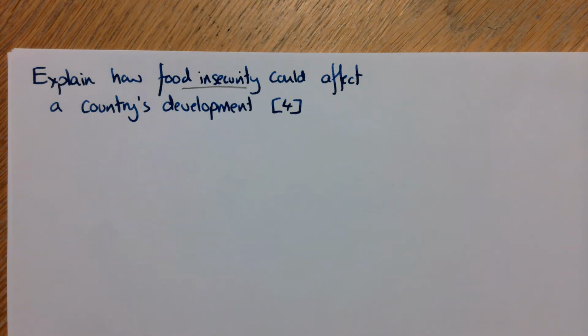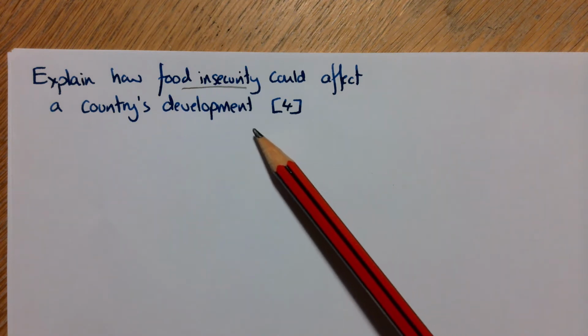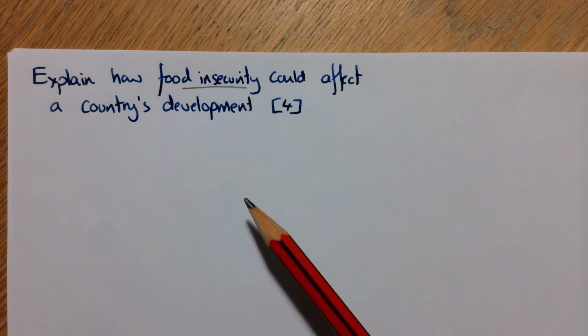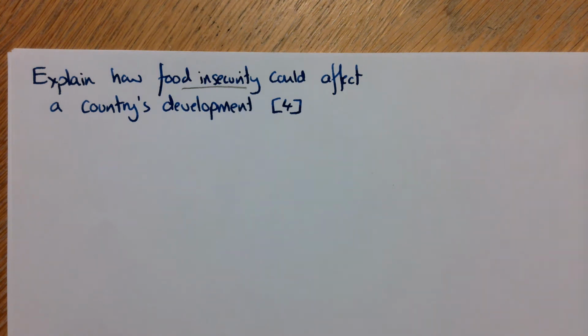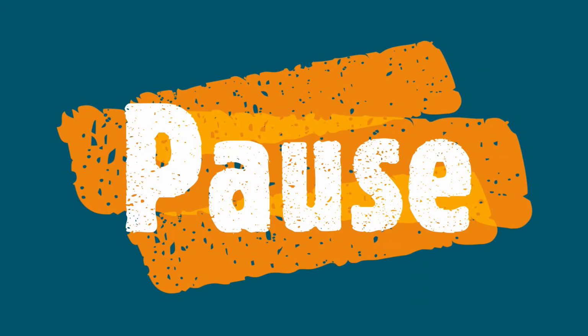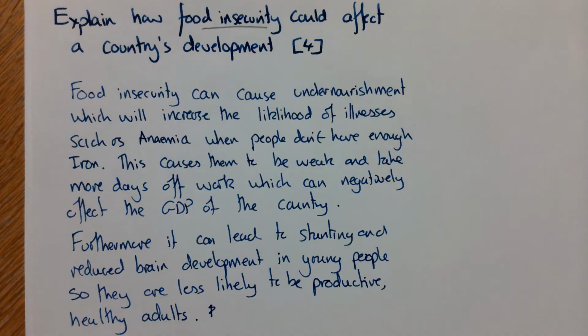With that in mind, you have 4 marks available. You want to make 2 explained points about how undernourishment can affect a country's development. Have a go, and then pause it, and then click play and look at my answer and green pen your own. There we go. Okay, so how did you get on? Let's have a look at my answer.